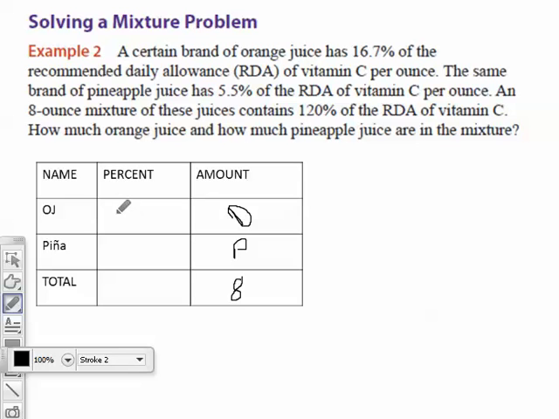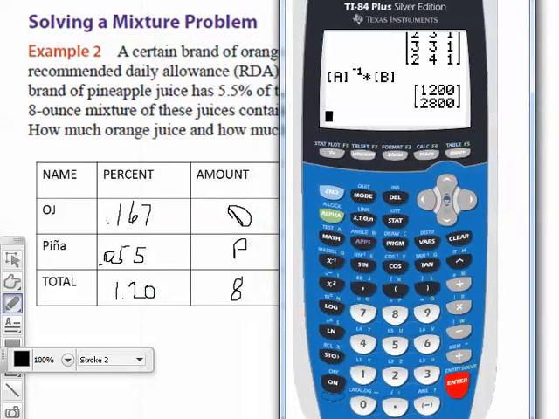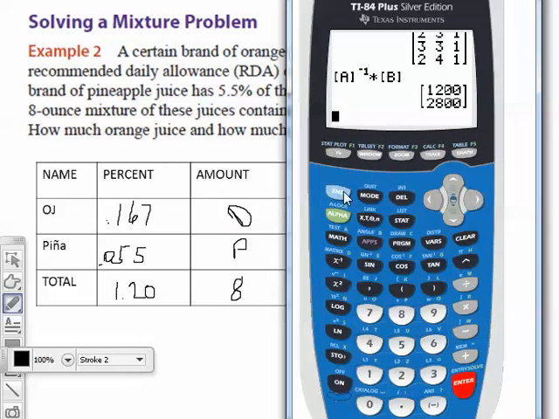And then we can use the percentages. 0.167 times the OJ and 0.055 of the pineapple juice has to equal 1.2 of the total. I think I've got my equations, and I can now use those in my calculator. Okay? In case you didn't notice, calculator is your friend.